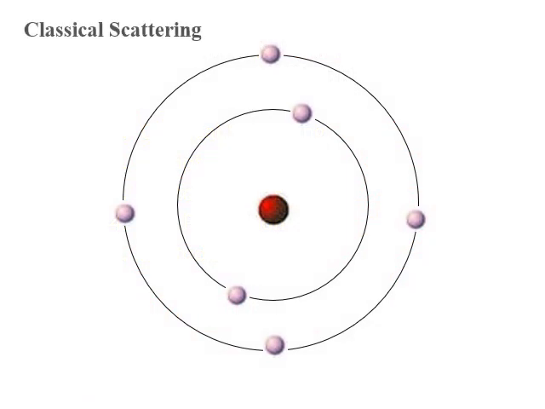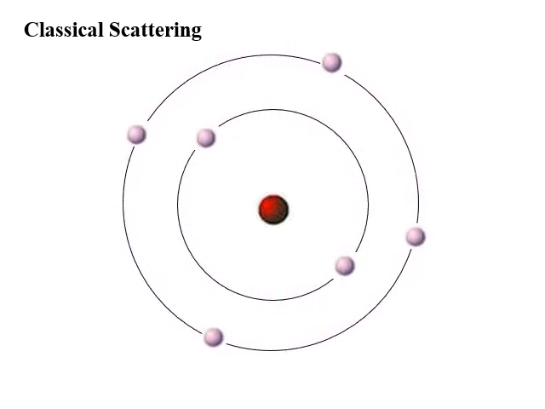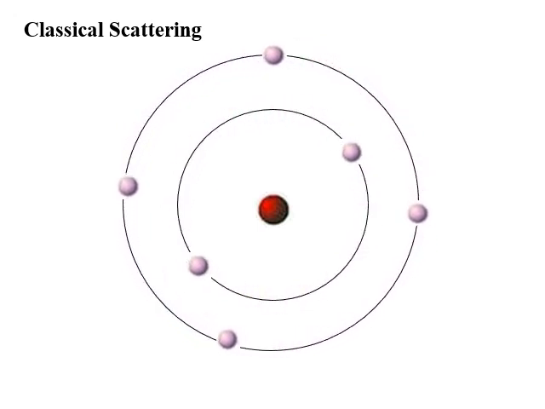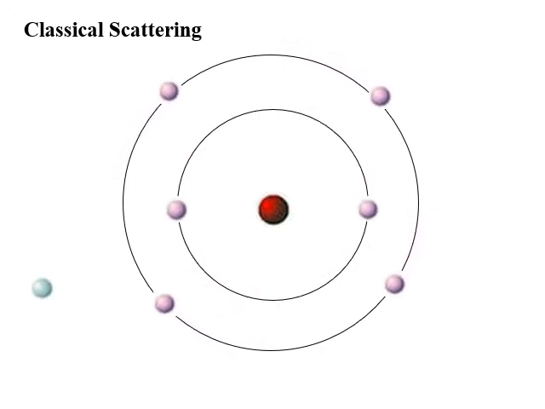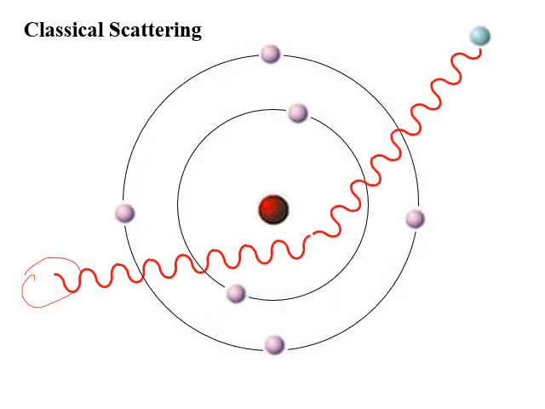So this is an example of a classical scattering. Not an example actually. This is the illustration of how classical scattering occurs. Okay, so please take note. So for example, we have here the atom. This is the nucleus. These are the electrons. Then we have here the incident photon. And we have the scattered photon.